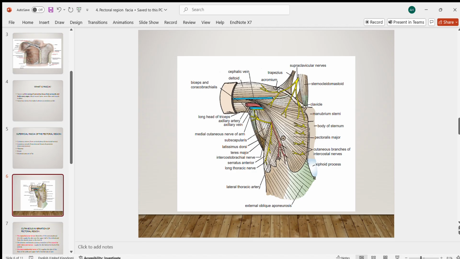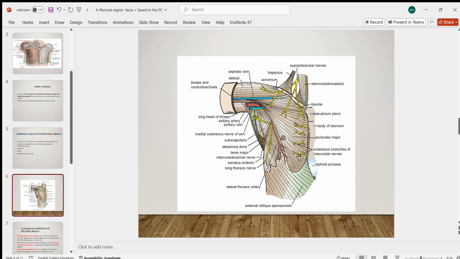The cutaneous nerves are the supraclavicular nerves. These are three in number: the medial supraclavicular nerve, the intermediate supraclavicular nerve, and the lateral supraclavicular nerve. These are coming from the cervical plexus. The root value of the supraclavicular nerves is C3 and C4. And these nerves supply the area of the clavicle up to the second rib here.